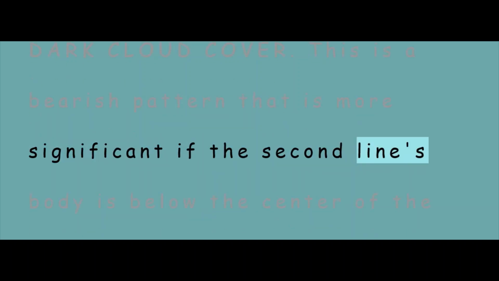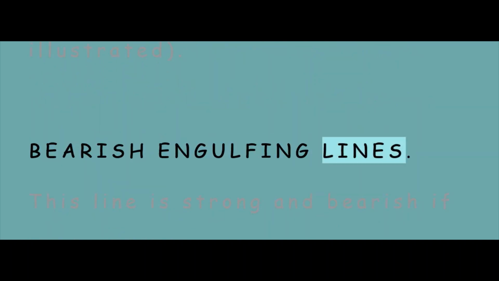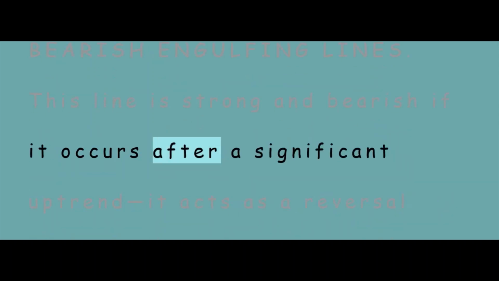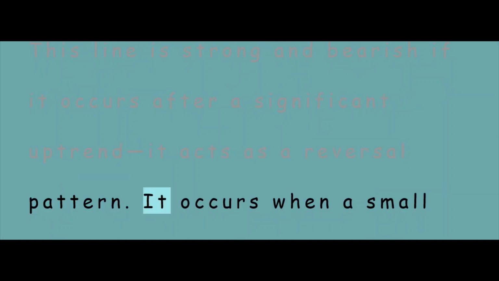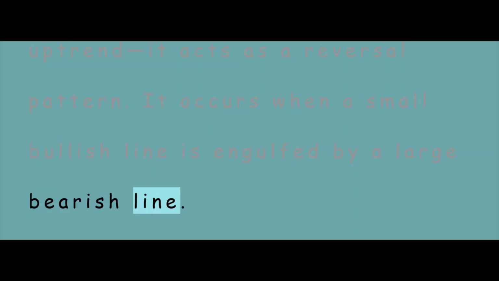Dark cloud cover. This is a bearish pattern that is more significant if the second line's body is below the center of the previous line's body, as illustrated. Bearish engulfing lines. This line is strong and bearish if it occurs after a significant uptrend. It acts as a reversal pattern. It occurs when a small bullish line is engulfed by a large bearish line.